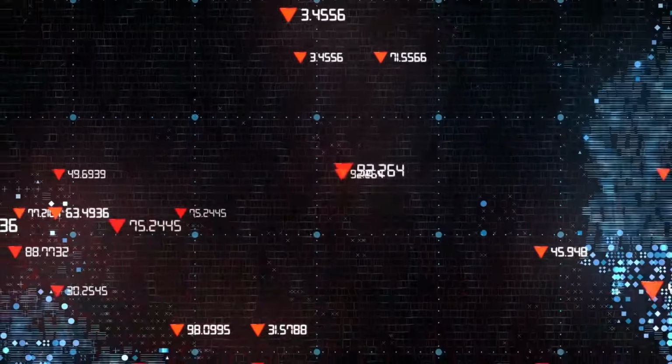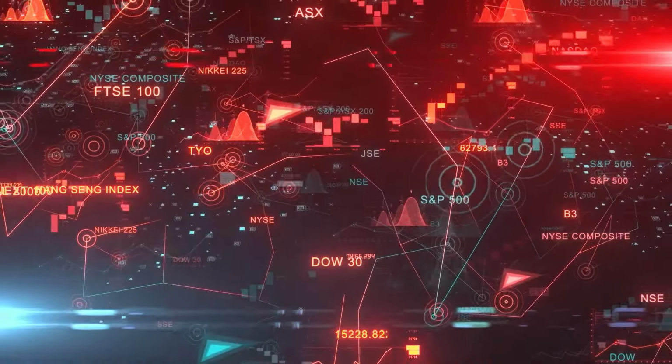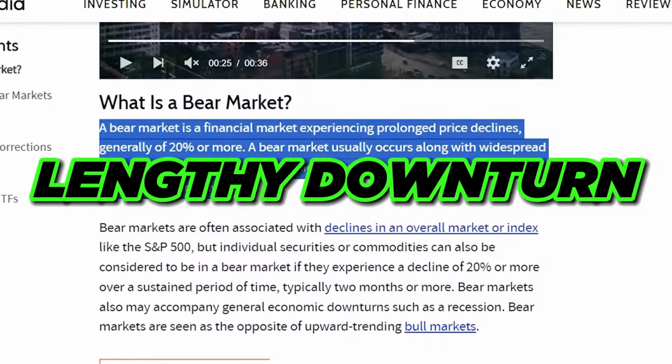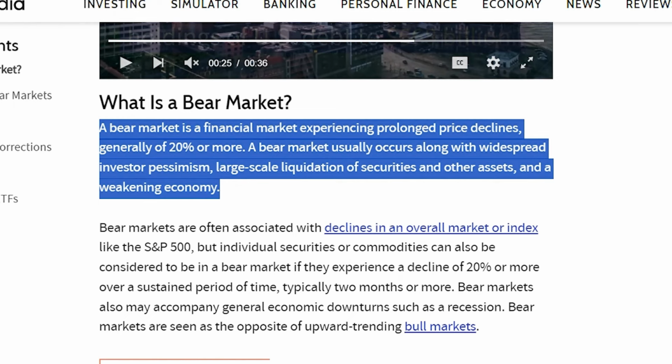Let's talk about the signs of a bear market in order to avoid one and not buy the dip in a bear market. There is always a lengthy downturn. Bear markets can last for months or even years, with prices declining by 20% or more. Bear markets are characterized by a pervasive sense of fear and pessimism. Investors are more likely to be focused on selling to preserve capital than buying the dip.